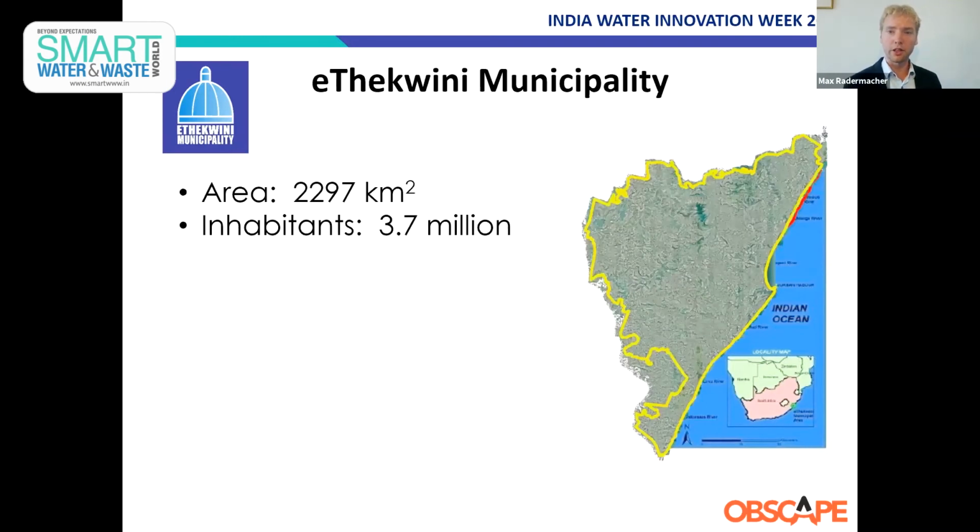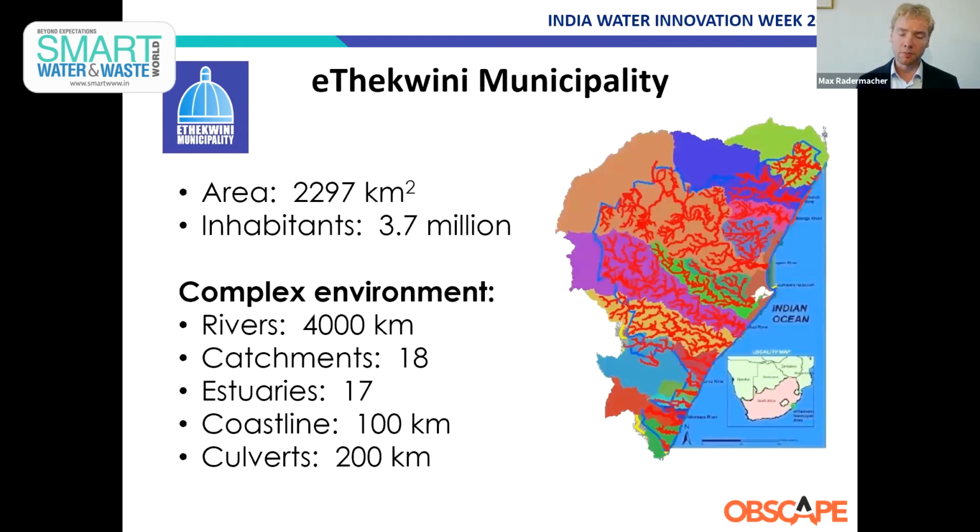It's a very complex environment as well. And there are 4,000 kilometers of rivers and streams inside the municipality borders. And these comprise no less than 18 different catchment areas that bring their water to the Indian Ocean through 17 estuaries. Next slide.